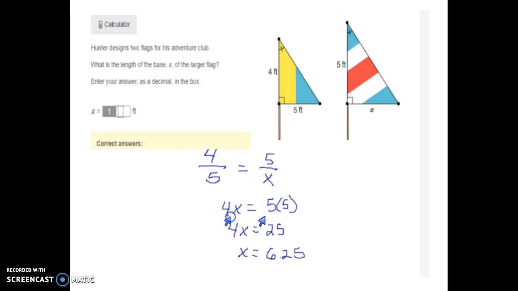Cross multiply. 4x is equal to 5 times 5. 4x is equal to 25. Divide both sides by 4, and we see x is 6.25. Make sure you look how they want you to display your answer. It says as a decimal, so it doesn't say to round, so you're going to put 6.25 there.